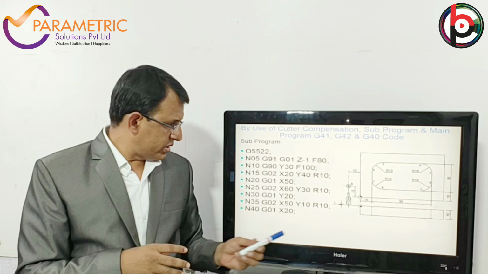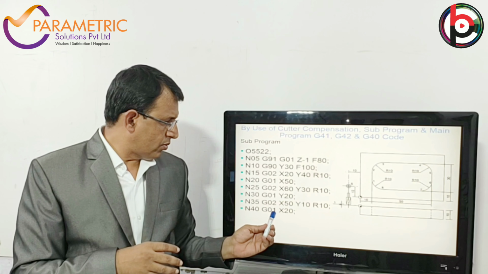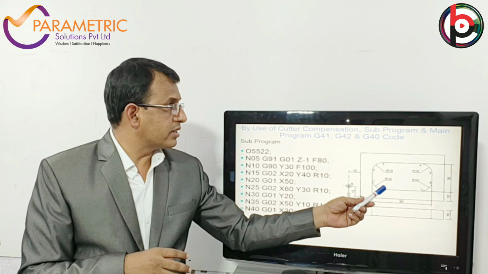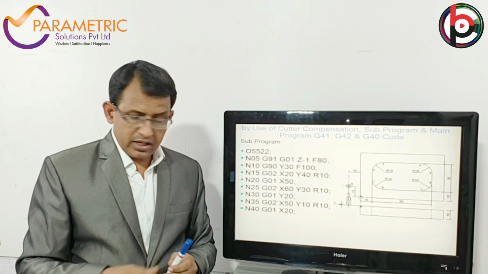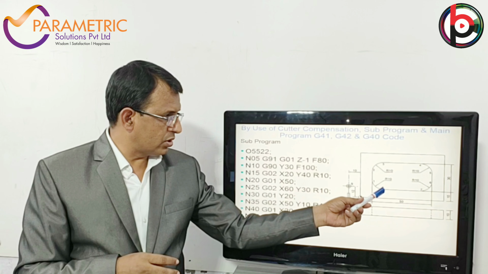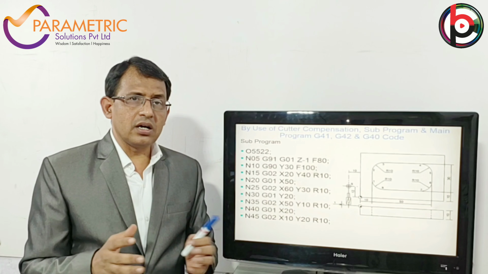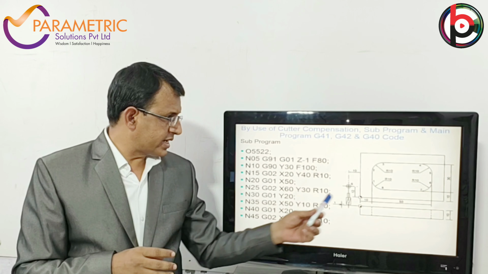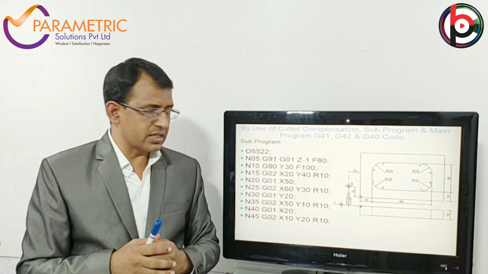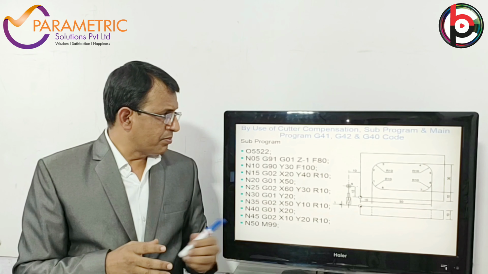Then the next point is again a straight cut like G01 X20 mm. That's 10 and this is 10. That will be X20 in X direction and Y is 10 mm. And again the radius from the eighth point to the first point, that is G02, clockwise direction, X is 10 mm, from here to the first point is 10 mm, and Y is 20, and the radius is 10 mm, and the feed is 100 mm per minute.